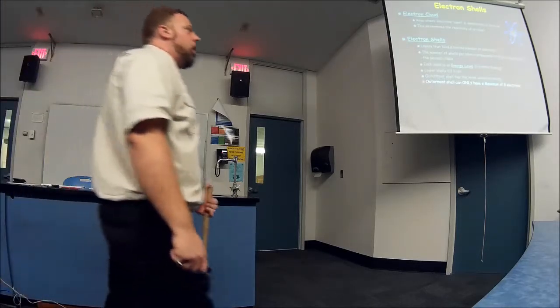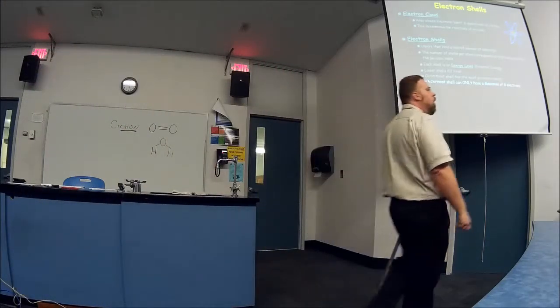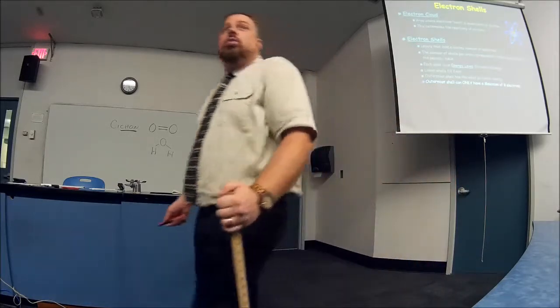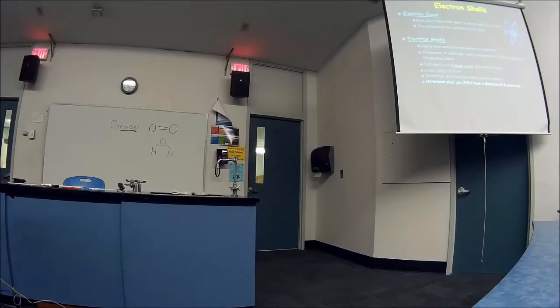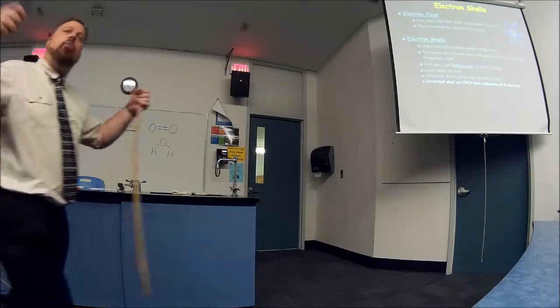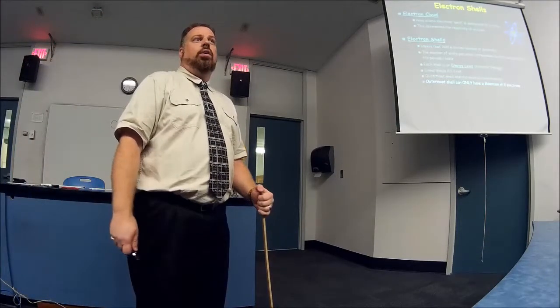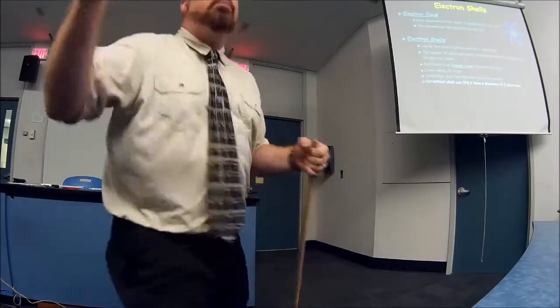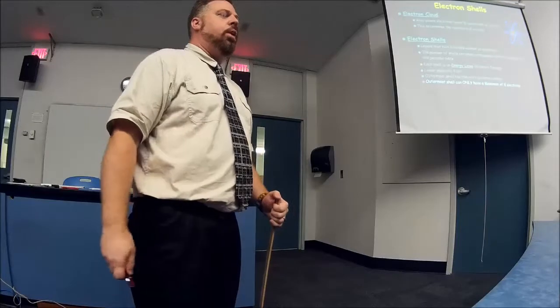The outermost shell can only have a maximum of 8 electrons. You can have less, but once it's 8, it's filled. It wants to get filled, because once it's filled, it can't really react. So if there's only 7 there, it's ready to do something once it gets something, another atom or something.